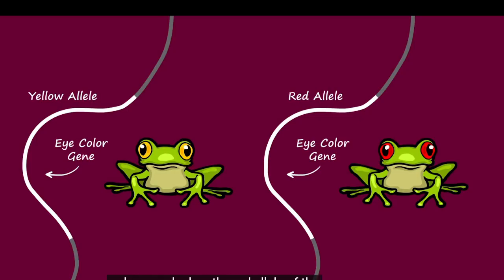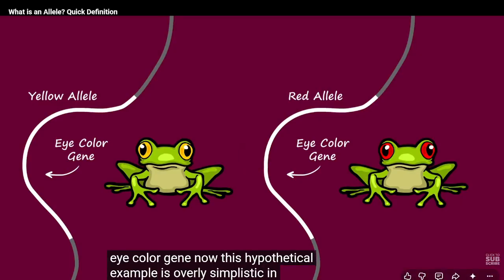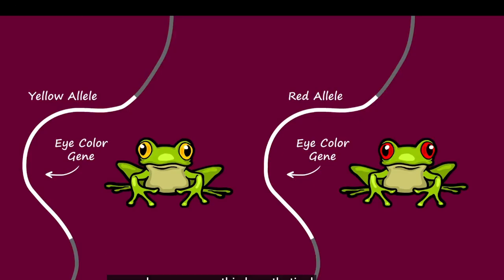Now, this hypothetical example is overly simplistic. That's okay that it's overly simplistic, but do you see the connection almost with the isotopes? You might have a carbon atom, and you have a carbon 12 version and a carbon 13 version. Those are different isotopes of the same atom. Here, we have the eye color gene, but we have the red allele and the yellow allele, different versions of the same gene, like isotopes are different versions of the same atom.